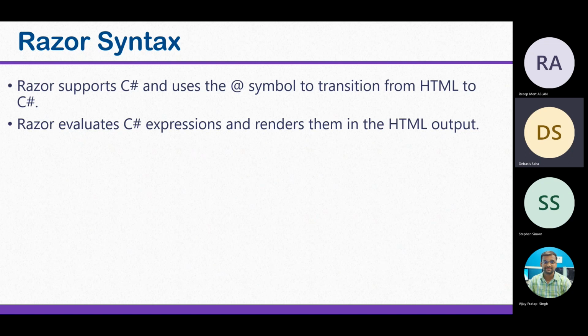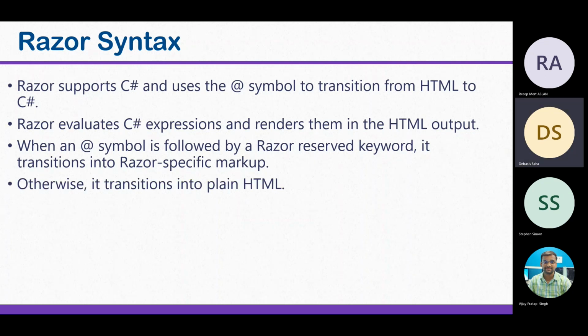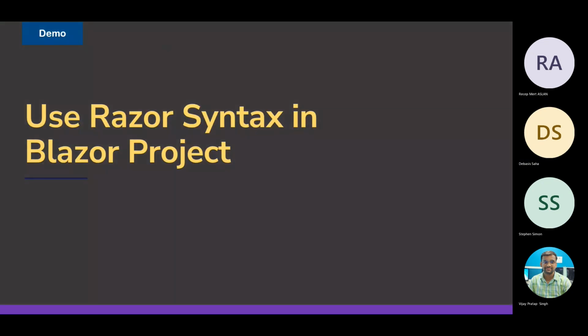So whatever C# expressions we have written within that @ symbol, the Razor syntax markup area, that code will be rendered as HTML output. When an @ symbol is followed by a Razor reserved keyword, it transitions into region-specific markup, like @code. Otherwise, it transitions into plain HTML.